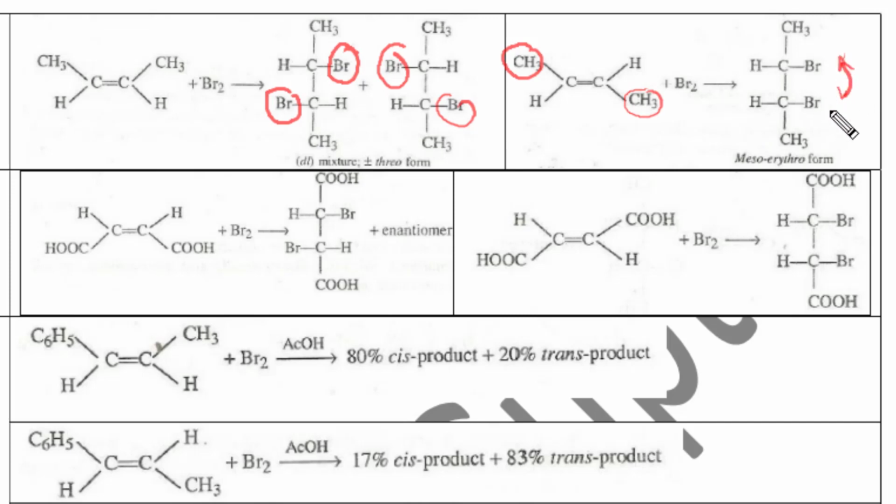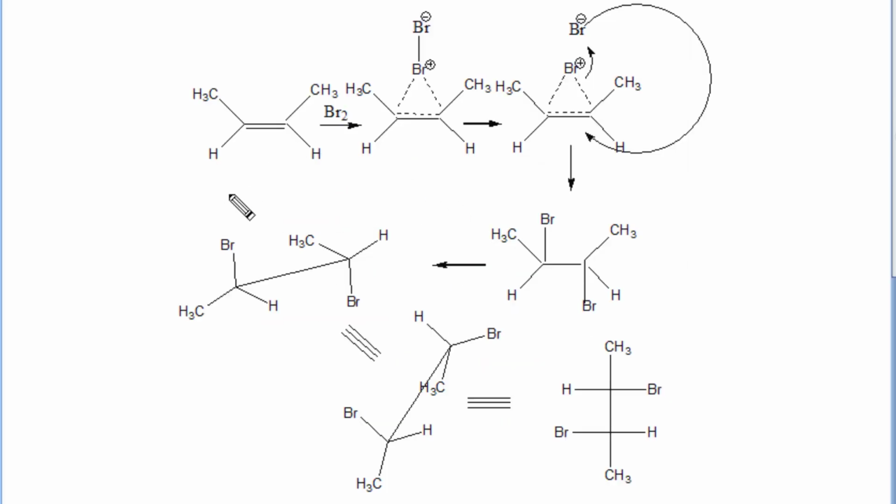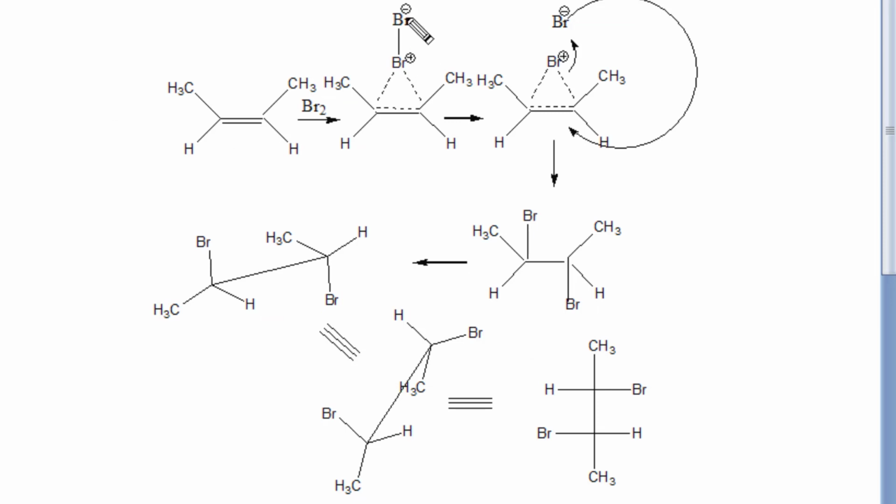Okay, how does this all take place? What is the mechanism of it? So here we see the bromination mechanism. So Br2 approaches towards this double bond, and then it gets polarized, like Br plus and Br minus. So Br plus is attracted by this pi bond, negative charge, and Br minus is attacking from the other end.